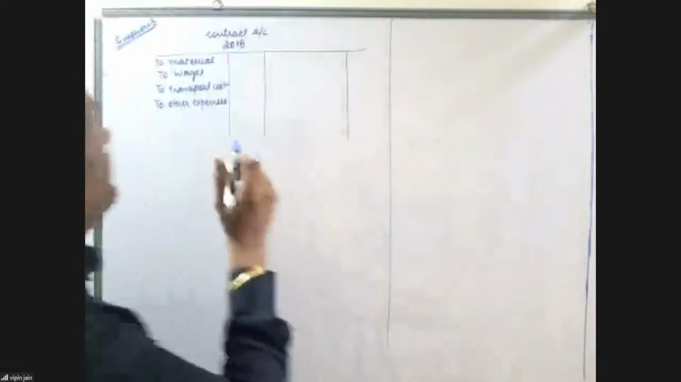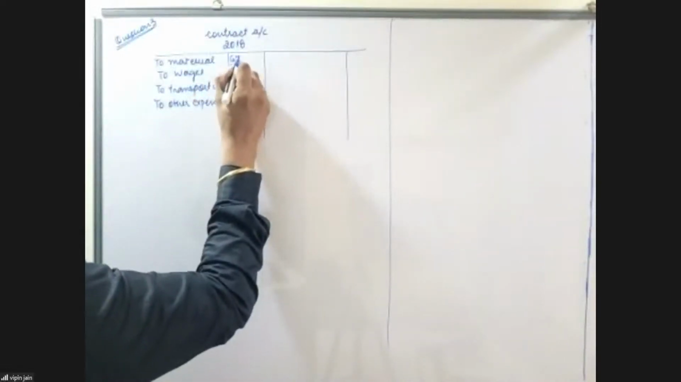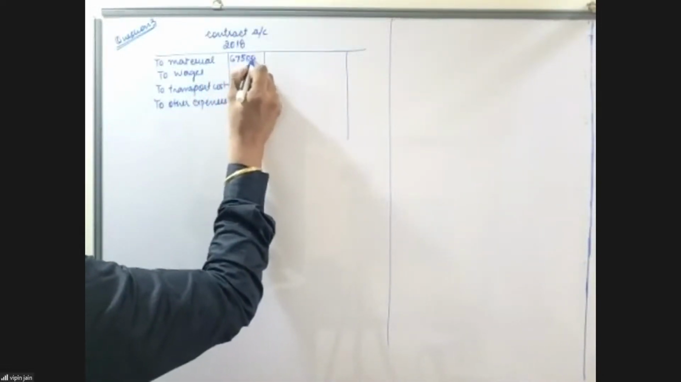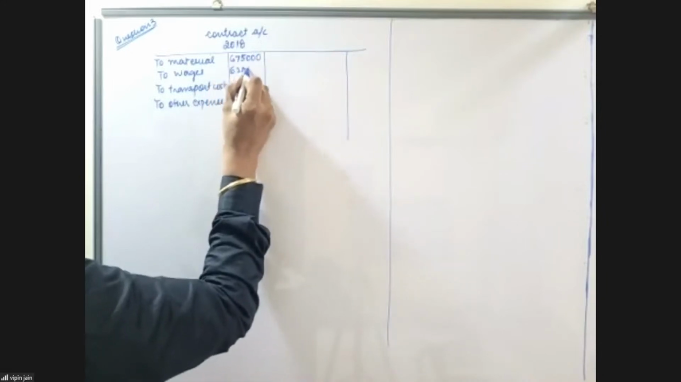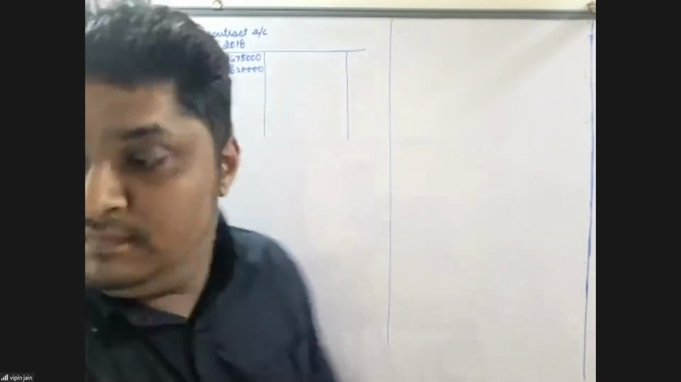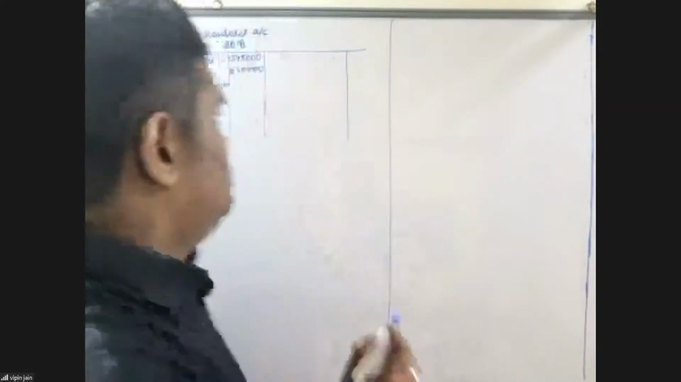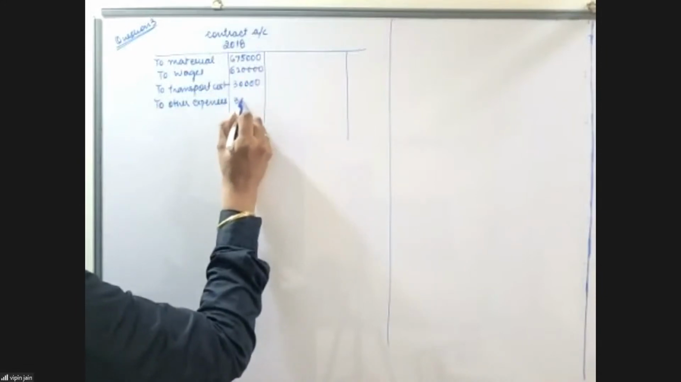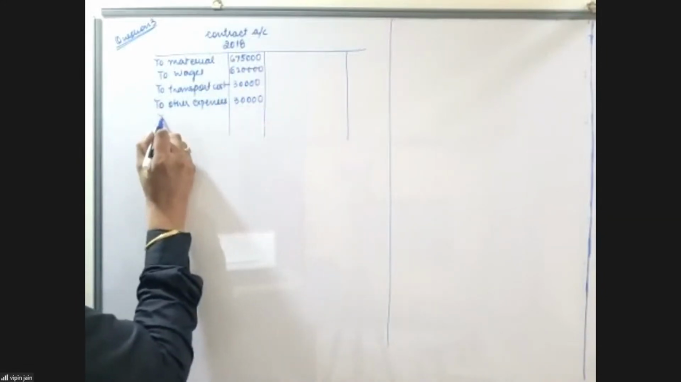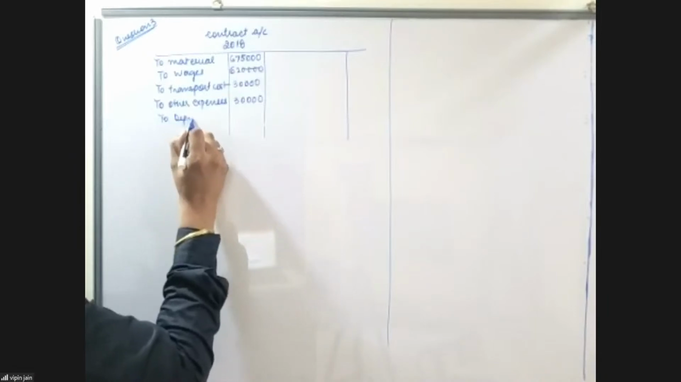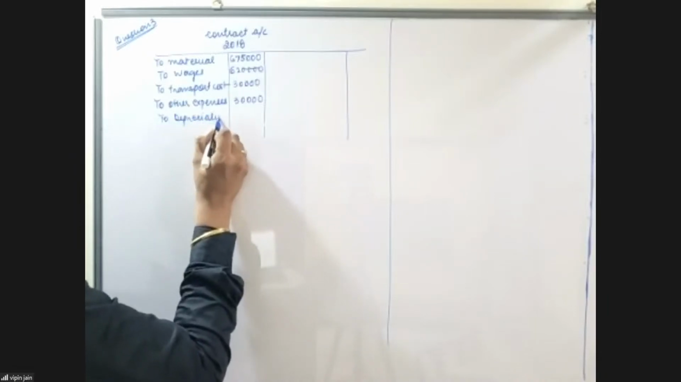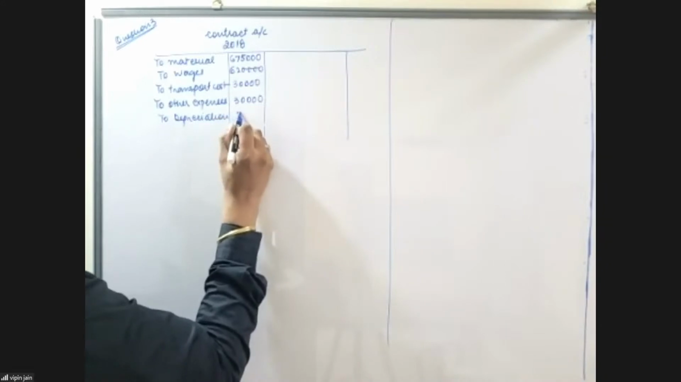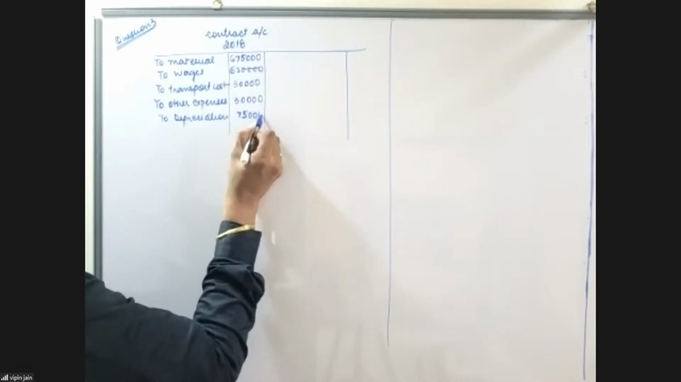$675, $620. $30,000 and to depreciation. That is 3 lakh into 25% is the depreciation.